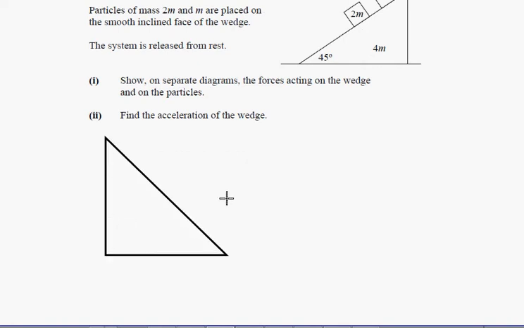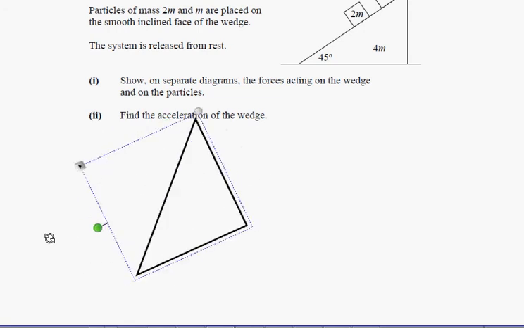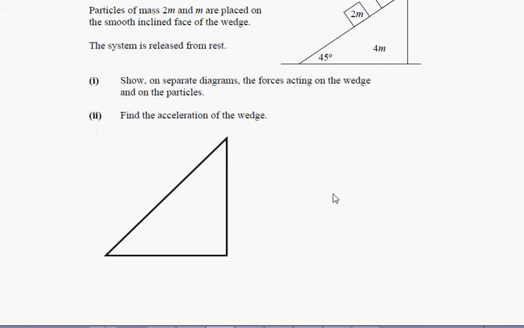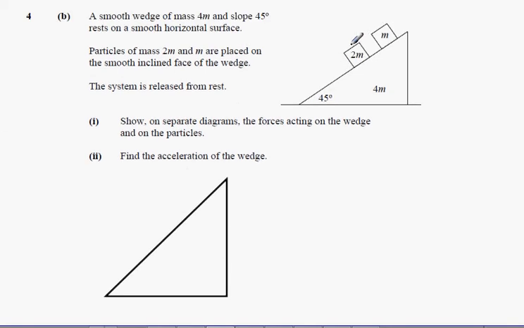So we have the wedge here. I'm going to rotate that around so it's like that. Okay, so we'll start off with the wedge. What the wedge does is it feels a reaction force, so we call them R1 and R2 respectively. R1 is what's supporting the 2m particle upwards, R2 is supporting the m particle upwards, so technically the wedge feels R1 and R2 downwards. Now it specifically says separate diagrams, so make sure they're separate.